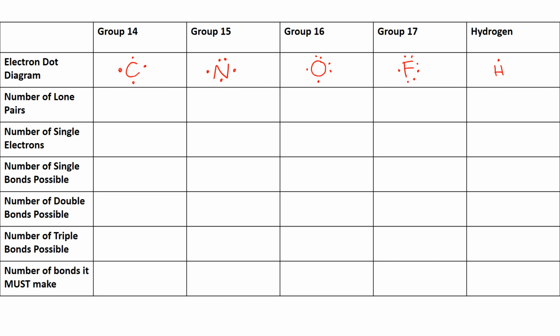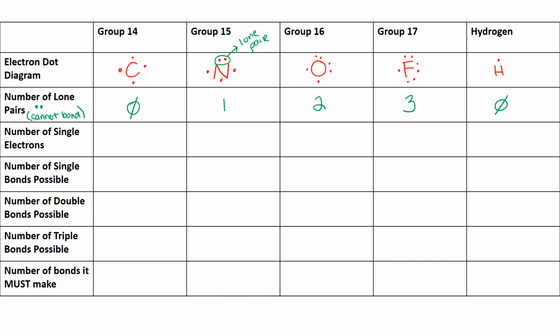All right, now number of lone pairs. So a lone pair of electrons is going to be electrons in a pair. These electrons cannot bond, so they're not going to participate in bonding when we draw our Lewis structures. So carbon has no lone pairs. Nitrogen, so you see this pair together, that's what we refer to as a lone pair. So it's going to have 1. Oxygen has 2. Fluorine's going to have 3. And hydrogen has none.